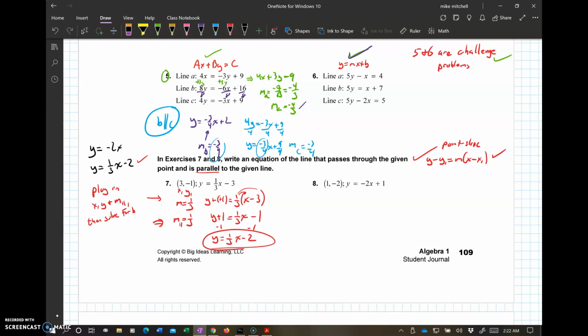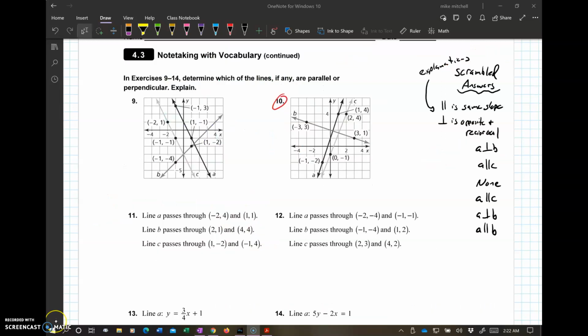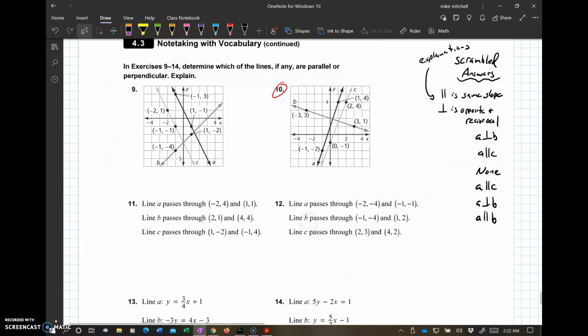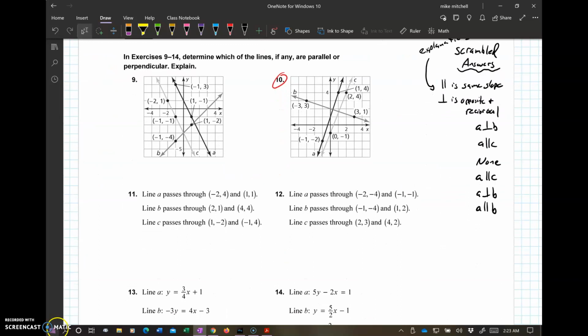So try the same thing on number 8. We're pretty close to out of time here. I'm going to end it on this one right here. I'm going to do this last page on a separate video. We'll see you on the other side in just a minute.